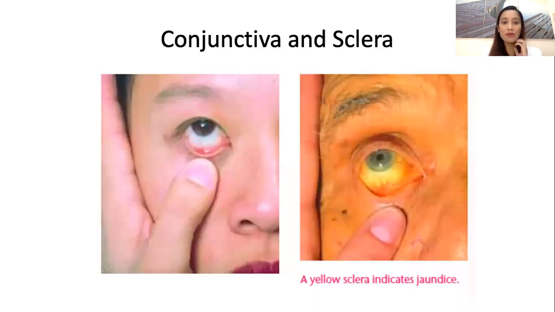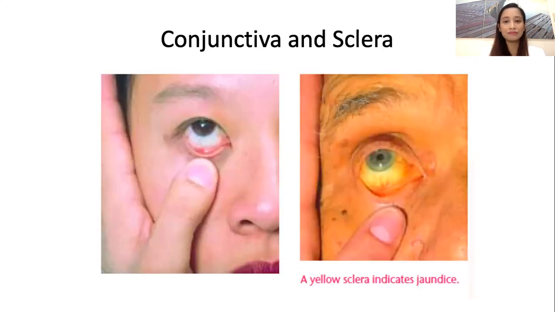Next, you also should inspect the conjunctiva and sclera. So this is your normal. The conjunctiva is usually pink, and the sclera is usually whitish. If the sclera is yellowish, then that indicates jaundice. But sometimes if the sclera is dirty, and you're not sure if it's really icteric or not, you can test the mucosa underneath your tongue to verify whether this patient really has jaundice or not. If you're not sure by checking the sclera, usually you inspect here.